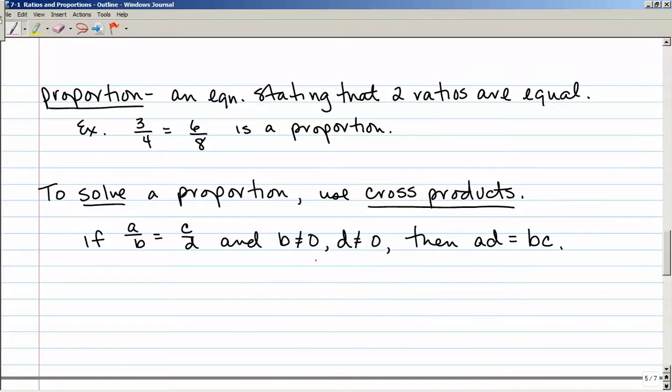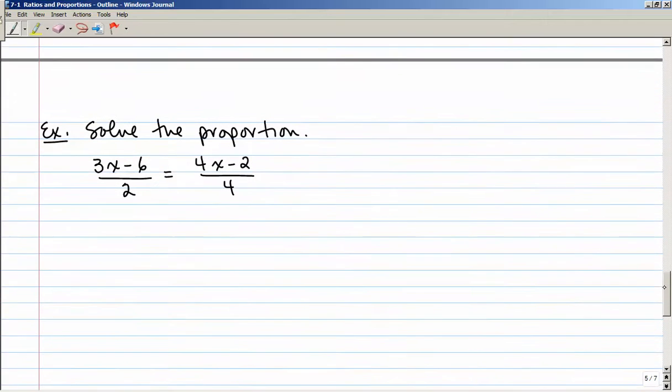To solve a proportion, we use cross products. So in other words, A times D is equal to B times C. And remember, because we're dealing with fractions here, B and D cannot equal 0 because you can't have a 0 in the denominator of a fraction. So let's do an example here.